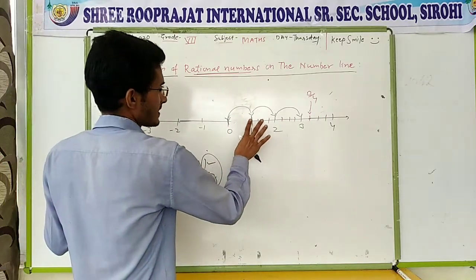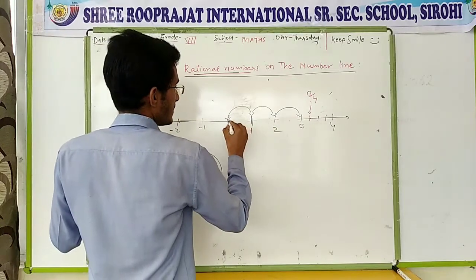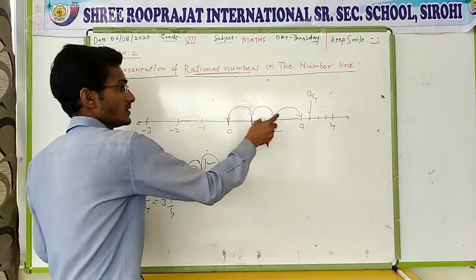So suppose there is no mark given. First you complete 1, 2 and 3 parts.